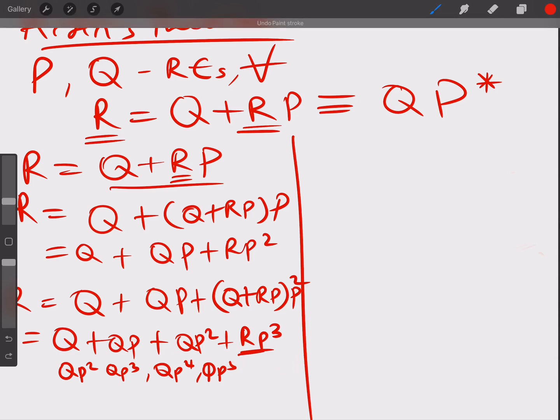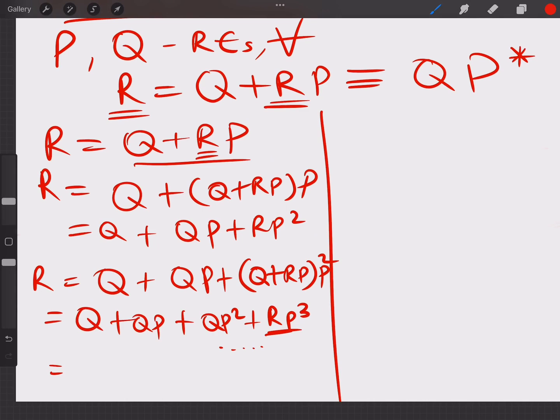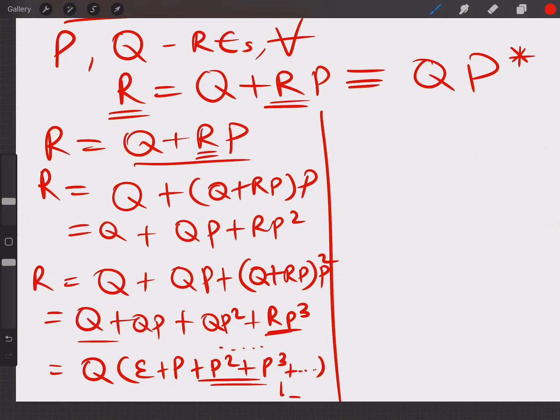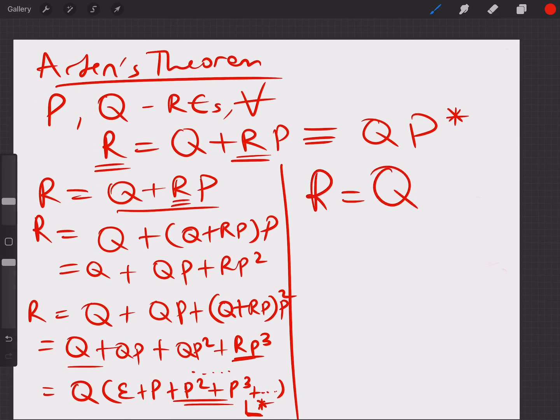What does this tell us? We can simply make this a continuous series and pretend as if R is not important anymore. So what we'll do is factorize out the Q. So Q times epsilon, because there's nothing here where Q was before, but then here we can have P, and since Q is factorized outside, we can have P squared plus P cubed plus dot dot dot. What does this tell us? This should remind you of the Kleene closure, right? So R would be equal to Q times the Kleene closure of P. Proven.